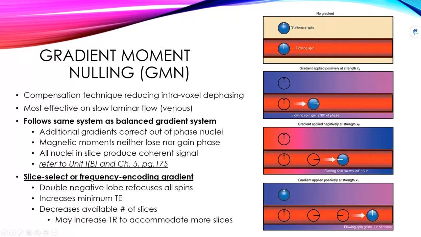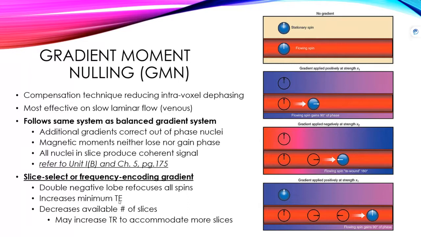And we can either use slice select or frequency encoding gradients as gradient moment nulling. It can be either one of those that we use to create that process. It's a double negative lobe, and it refocuses all the spins. By doing that, we can allow for much shorter time of echo. This phrase right here is confusing. Increases minimum TE. It's like an oxymoron.